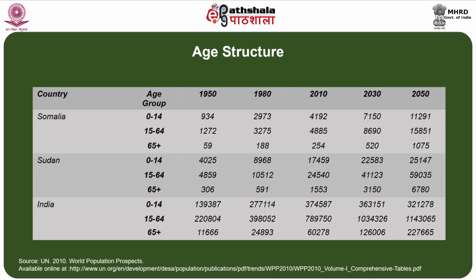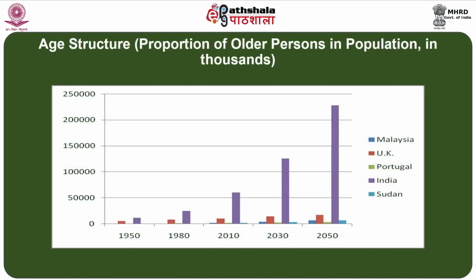The projections for 2030 clearly reveal that the figures are going to be 363,151 for the 0 to 14 age group, 1,034,326 for 15 to 64, and 126,006 for the older age group of 65 plus. In the figure given below, we can see how the proportion of older persons has been increasing over time for different countries. Particularly striking is India.